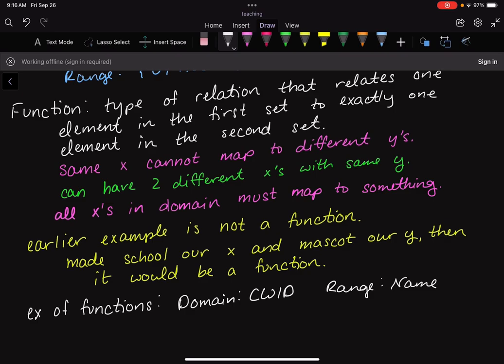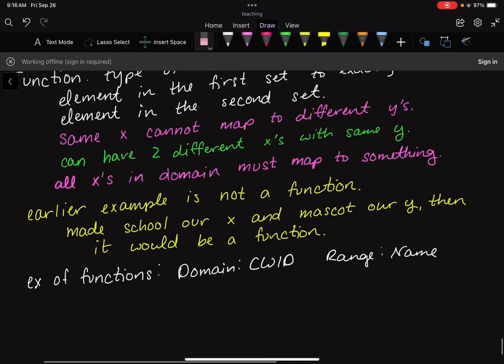However, it is possible for two people to have the same name. So for our range, we can have repeated values, but for our domain, we do not want repeated values. So I hope this makes sense. So like if I flipped these, that would be a problem, right? Because if I made my name my domain, let's say I go into Workday and I'm looking for somebody and I type in their name.